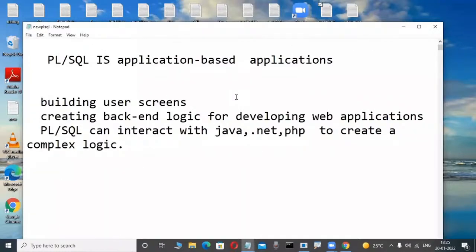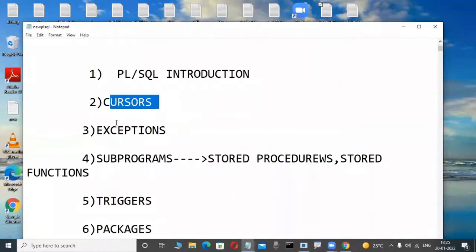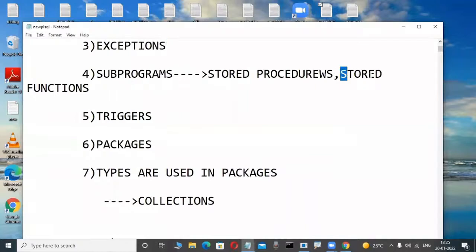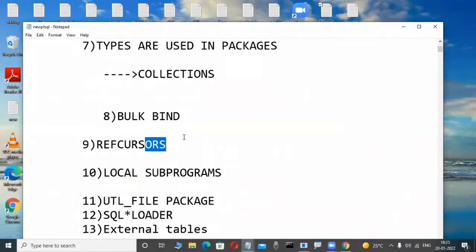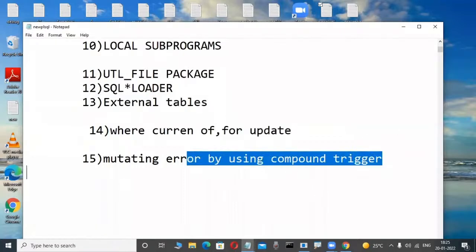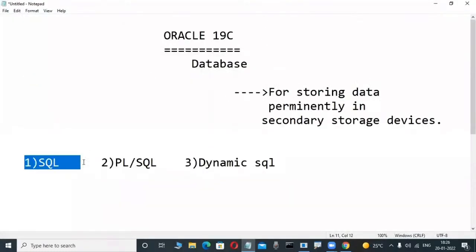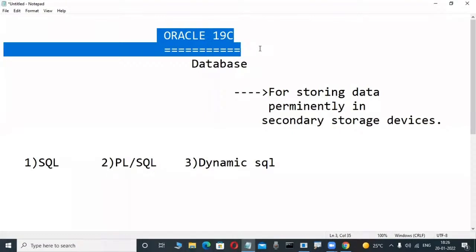In PLSQL you write a little bit of coding. In that there are cursors, exceptions, stored procedures, stored functions, triggers, packages, types, collections, bulk bind, ref cursors, local subprograms, UTL file packages, SQL loader, external tables, so many things like this. So much syllabus is there. That's why we first learn the SQL language. After that, once you have some knowledge, then you learn PLSQL. Through these two languages we are operating Oracle software.